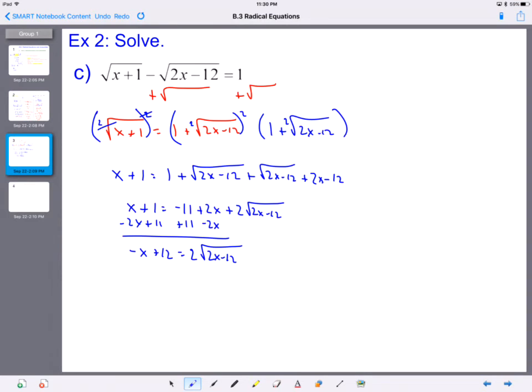So the index is 2, so we're going to go ahead and square both sides. So it's a binomial, so negative x times negative x is x squared. Our middle term will be negative 12 and negative 12, so that's negative 24x, and then plus 144 is equal to 2 squared is 4, and then the radical cancels out.